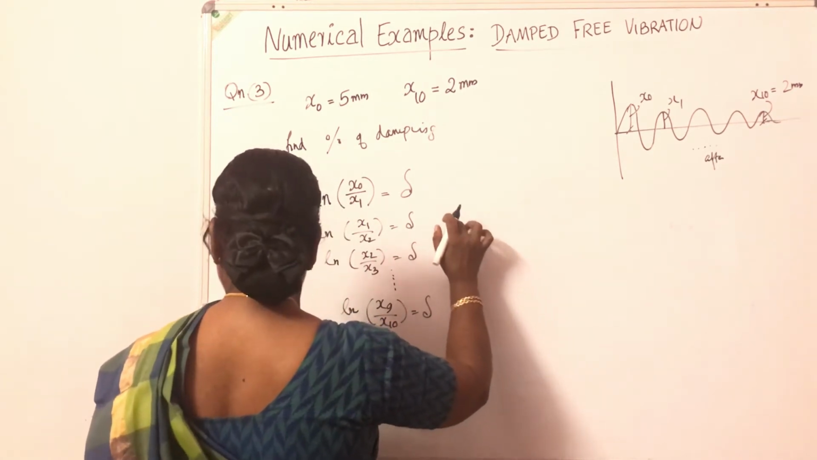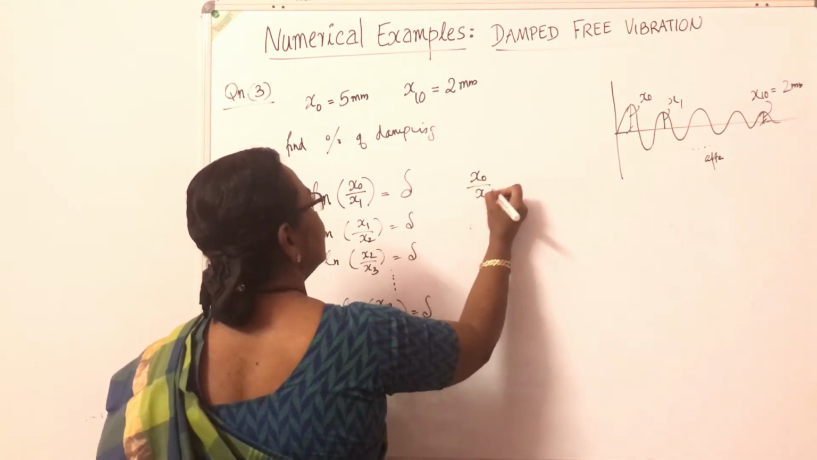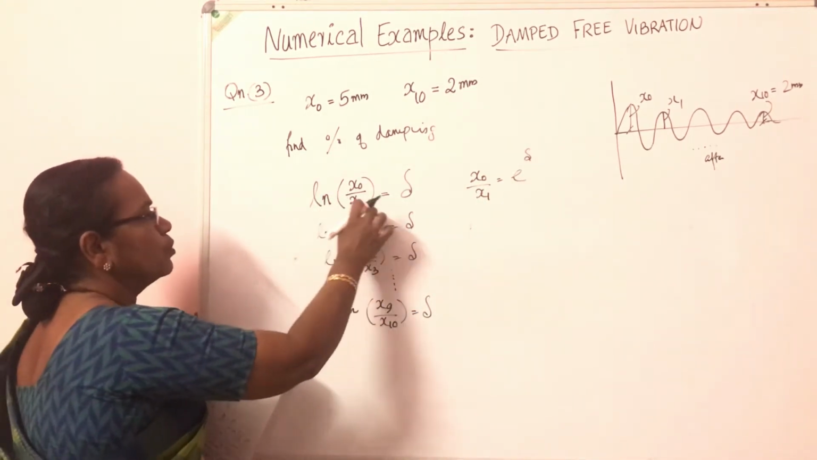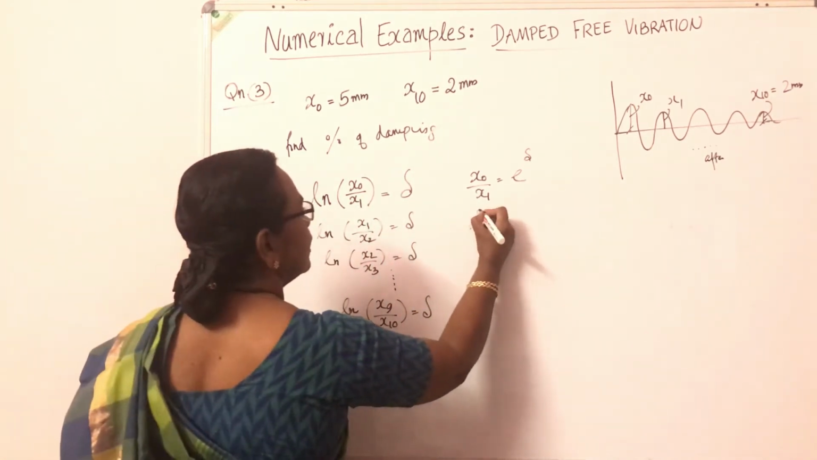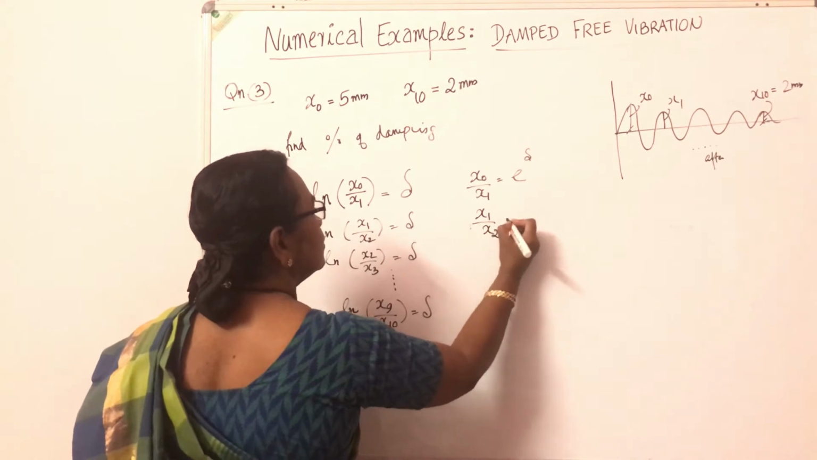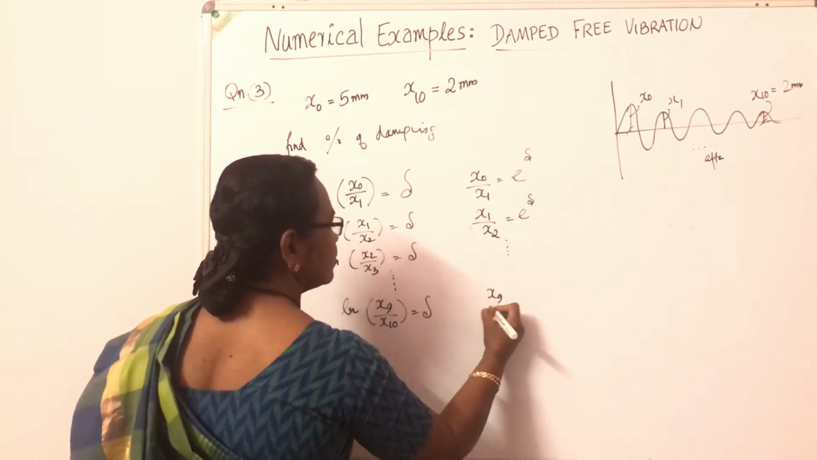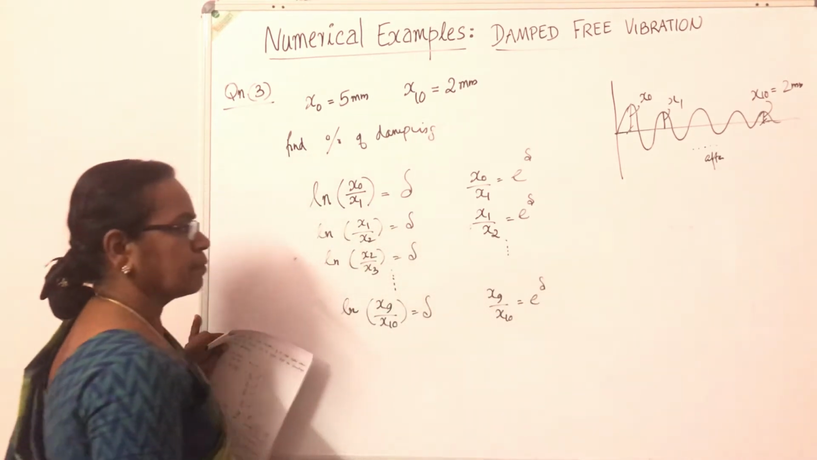From this I can write x0 by x1 is equal to e raised to delta. Taking the natural logarithm, the result will be e raised to delta. Similarly, x1 by x2 is also e raised to delta. Similarly, x9 by x10 is also equal to e raised to delta.